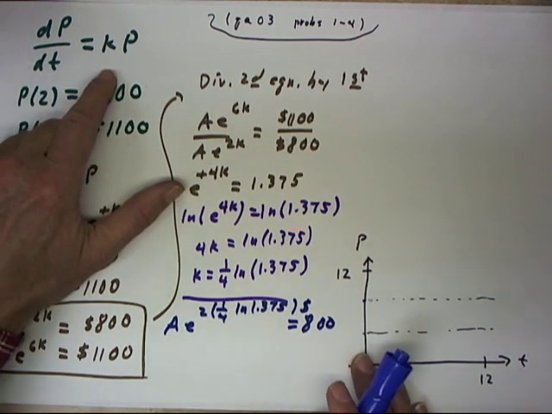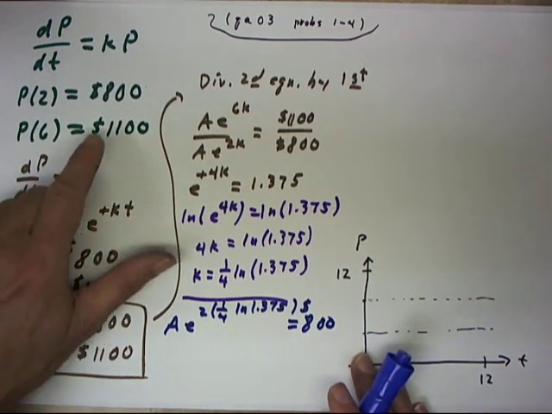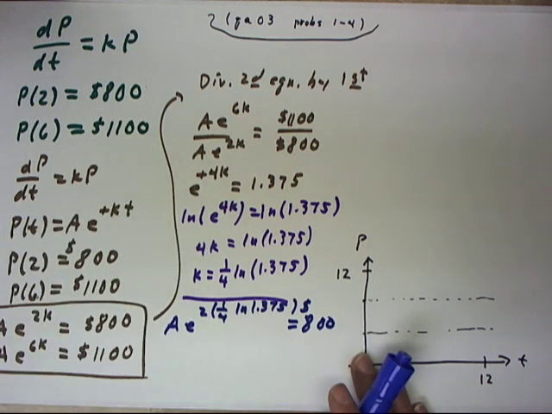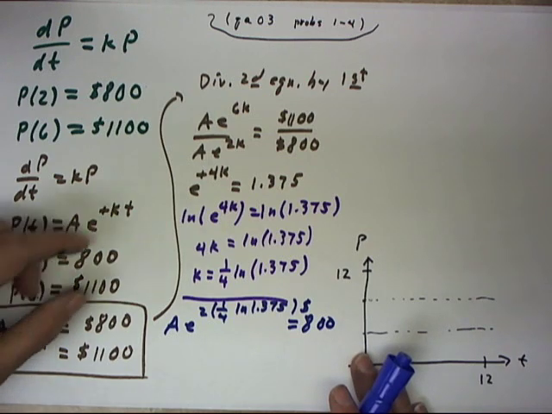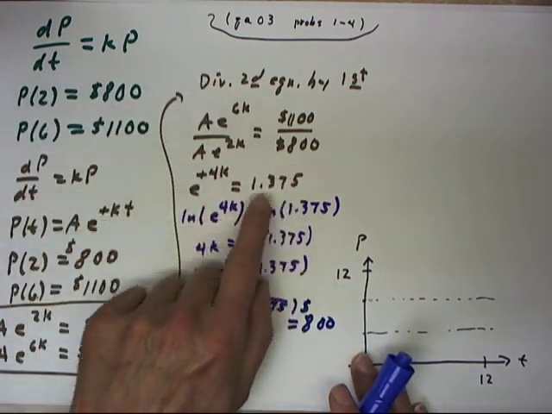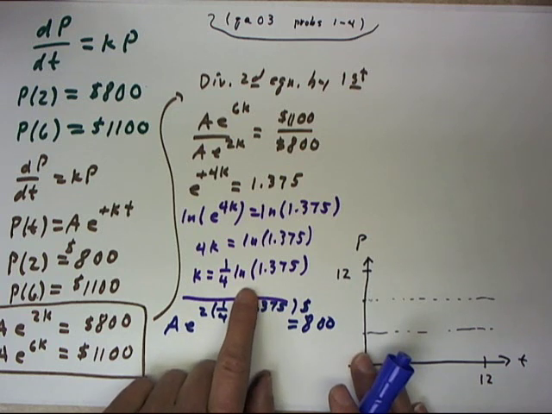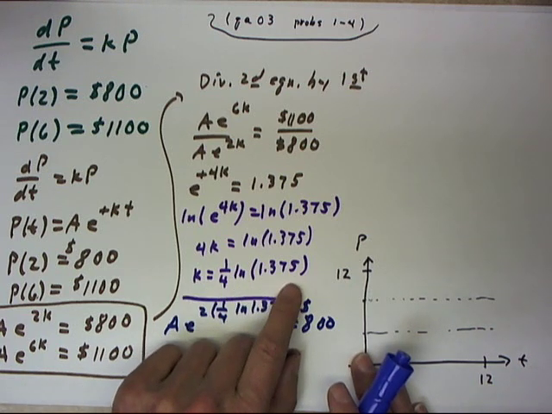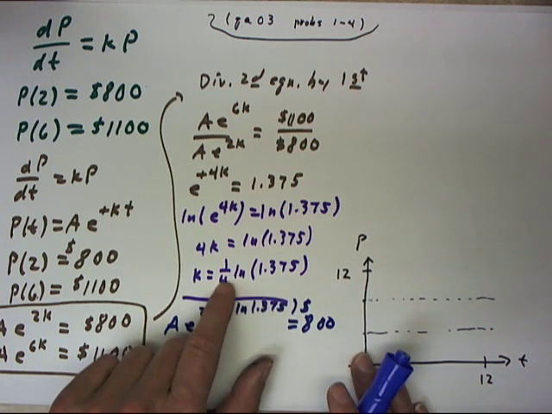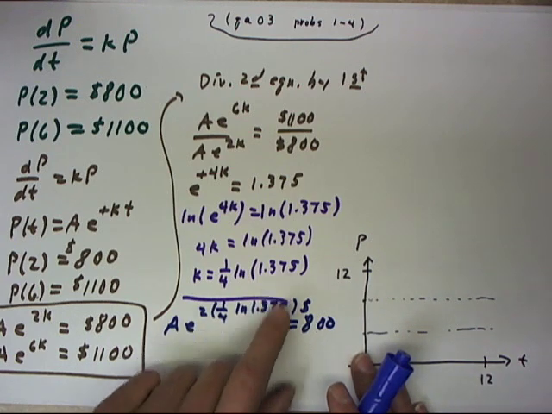Okay, now solving the equation dP/dt = kP with the conditions P(2) = 800, P(6) = $1,100. We get two equations that we can solve for k and A. We divided the two equations and obtained our solution for k: 1/4 natural log of 1.375. That comes out pretty close to 0.08.